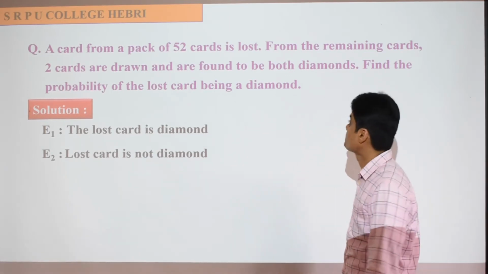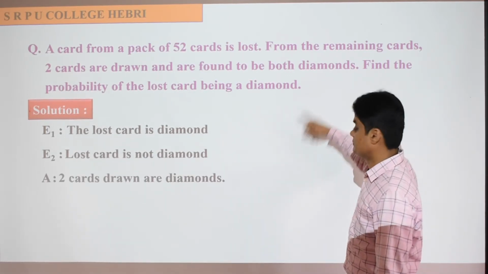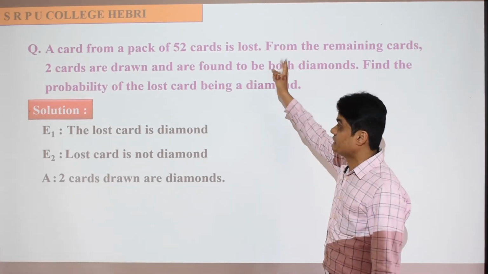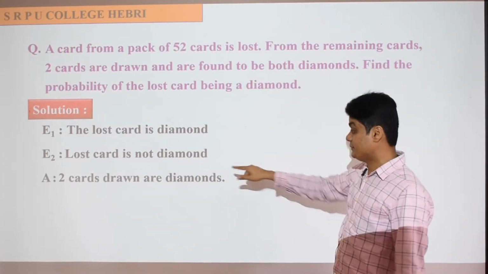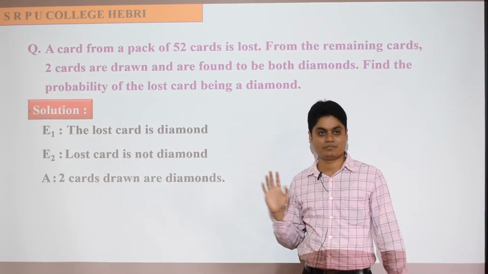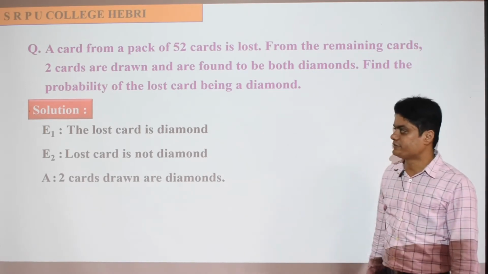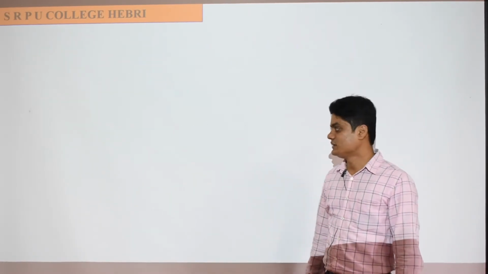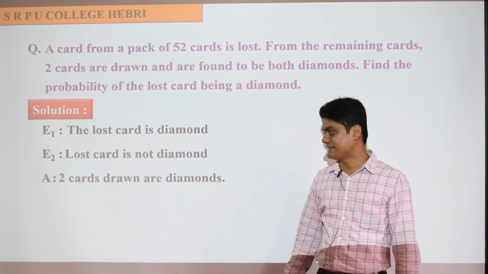What is A? A is that both cards found are diamonds. That is, we select two cards, and those two cards being diamonds is event A. Understood? Two cards drawn are diamonds. So tell me, what is the probability of E1? We will explain that with the numbers in the next slide. So I hope you understood how to write E1, E2 and A.